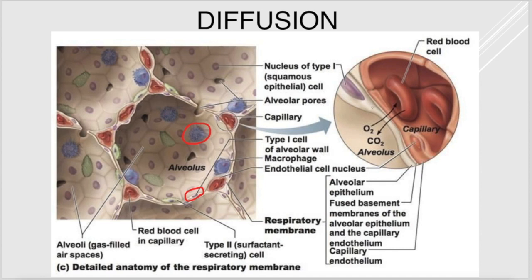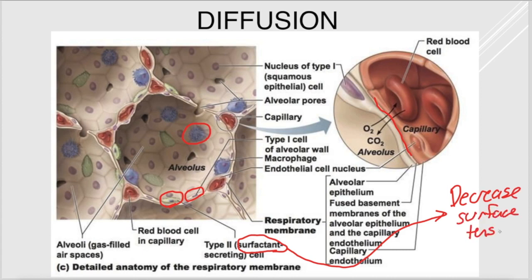And this is the respiratory membrane. The respiratory membrane includes these type 1 cells, these epithelial cells of the alveoli, the endothelial cells of the capillary, and then there is a small basement membrane between these cells. That's the respiratory membrane. That's what these gases have to travel across. There's another type of cell here called a type 2 cell, and these type 2 cells produce surfactant. I showed this on the board, but surfactant is going to decrease surface tension. Surface tension is just the attraction that water molecules have for each other. And when we decrease surface tension, it helps the alveoli to stay open.